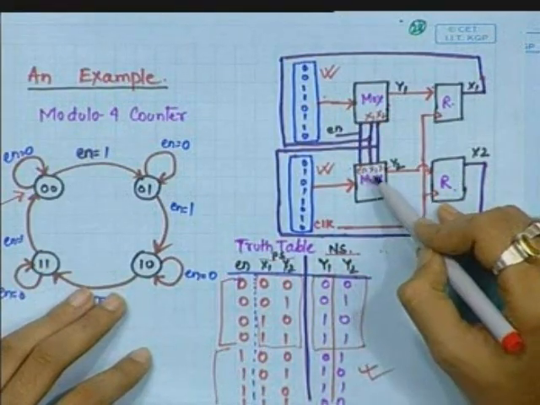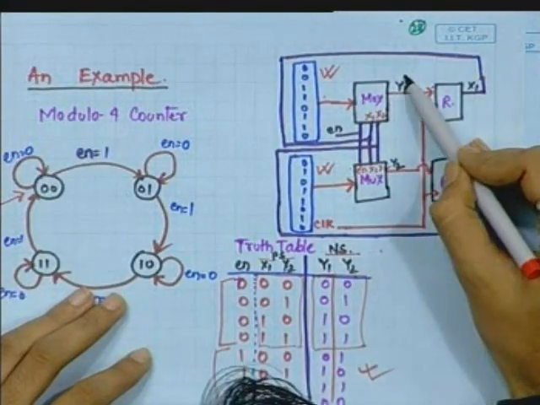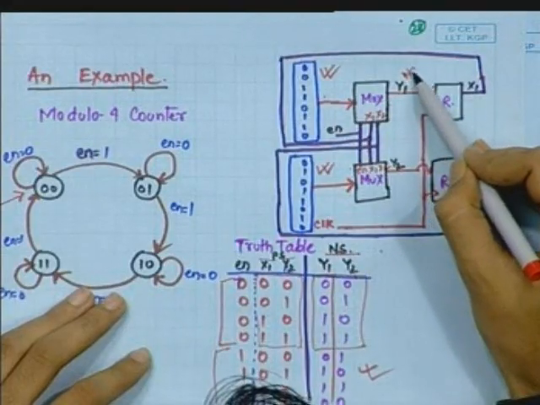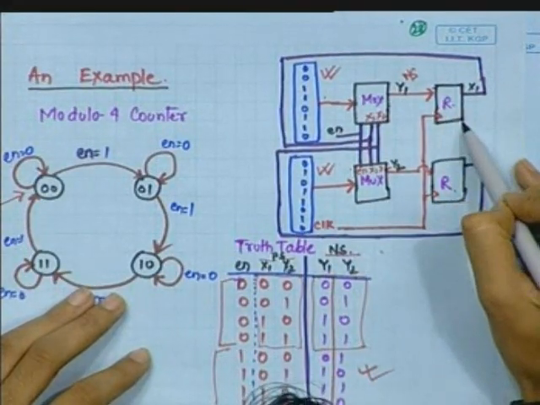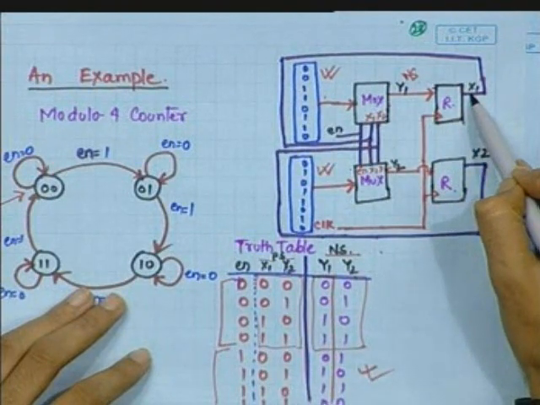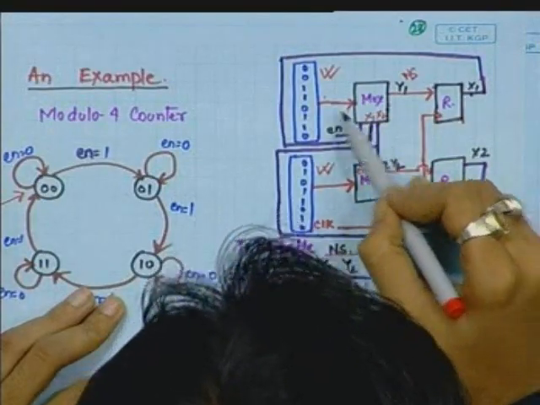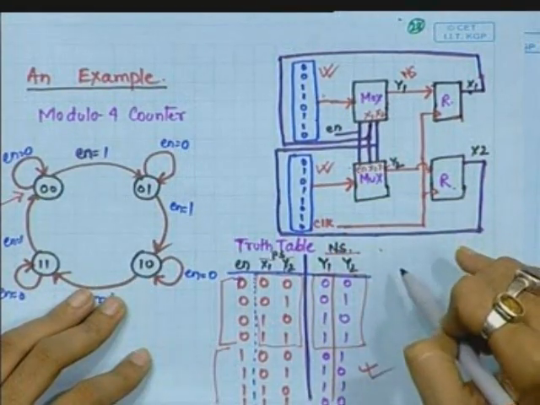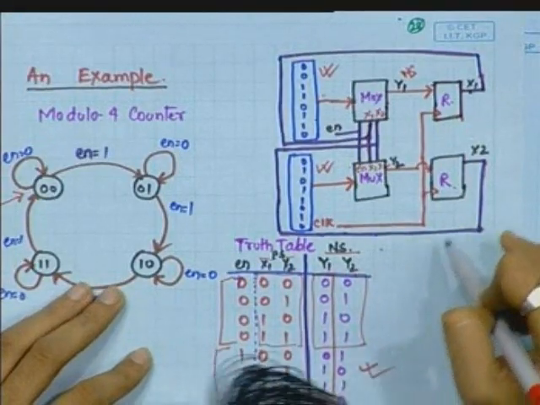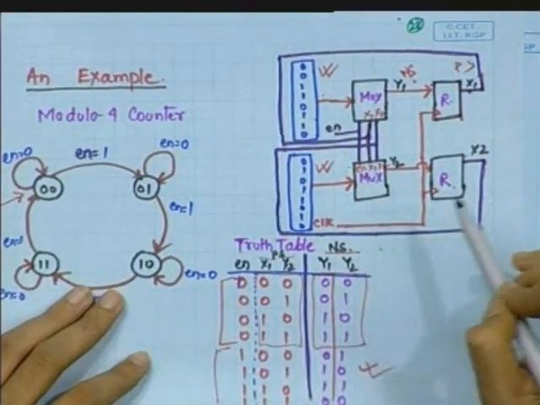Visible en, x1 and x2, right? Now this is your next state. After passing through this element, this becomes the present state because of a delay. Now this is again used to select the next state. Clear? Is it clear? Not clear? So this is the next state, this is the present state. Fine.